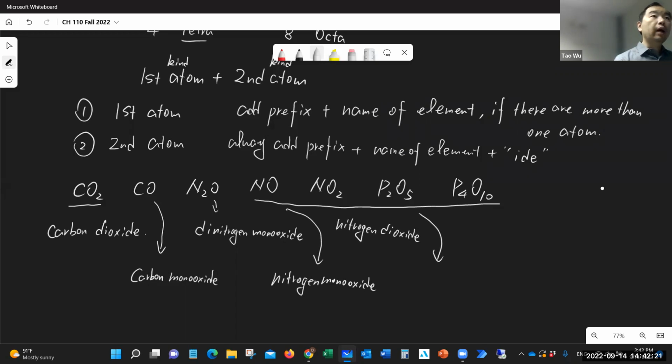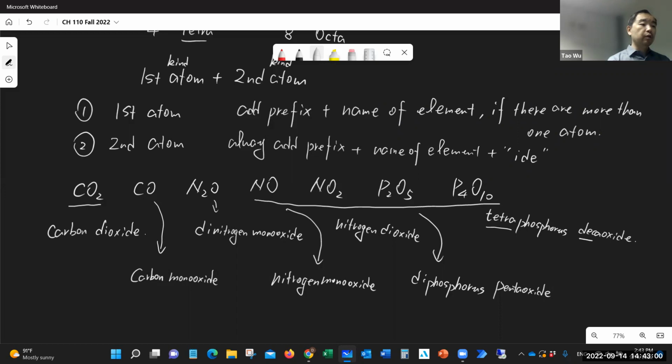P2O5 is called diphosphorus pentaoxide. And that one is tetraphosphorus decaoxide. So what you need to do is just add the prefix in there. That's not that hard.